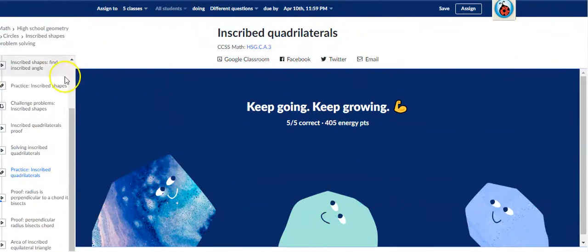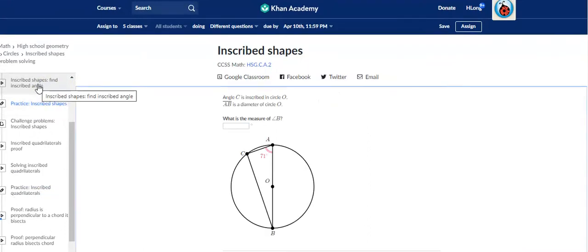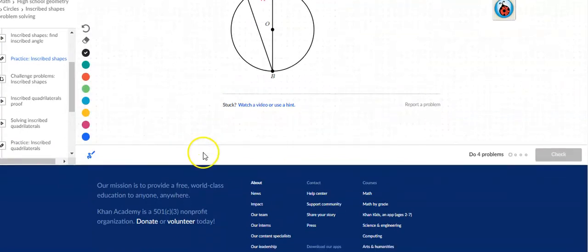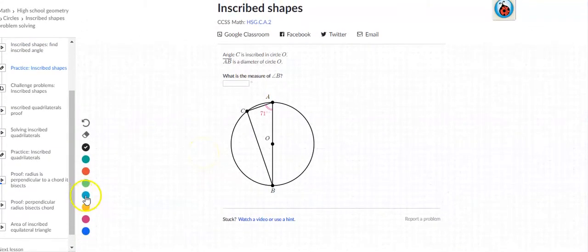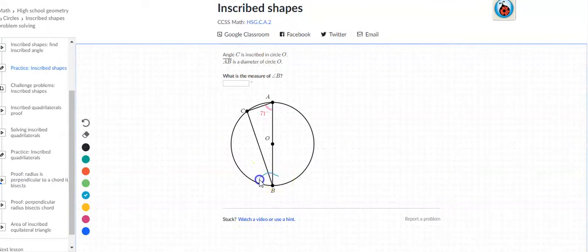The last section, which is optional unless you are in advanced, is inscribed shapes. So this just uses a combination of those. And so here we're dealing with a circle instead of a quadrilateral. It asks me to find angle B. And it tells me that C is inscribed and O is the diameter. So angle C has to equal the diameter, which is 180, divided by 2. So C equals 90.